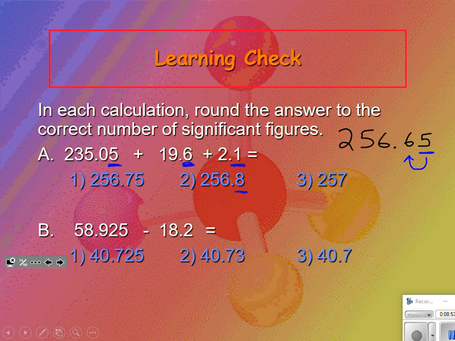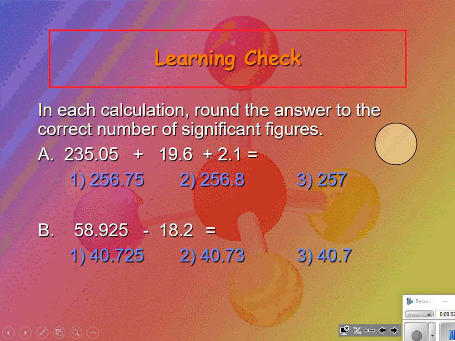So we've got this. What about the second one? What about letter B? What do you think about letter B? 58.925 minus 18.2. Once again, just saying that they did the correct math. Here I have a tenth. Here I have a thousandth. So I'm going to round it to the tenth because it's the furthest back. So my correct answer is going to be 40.7.